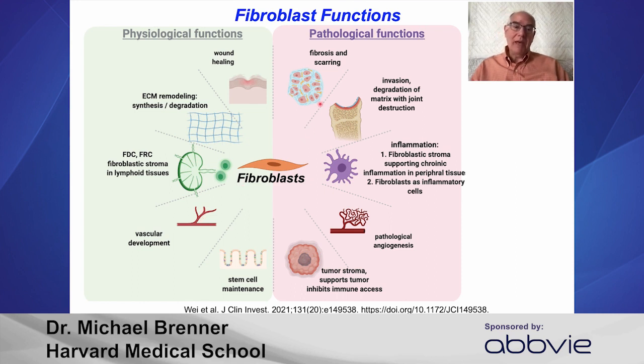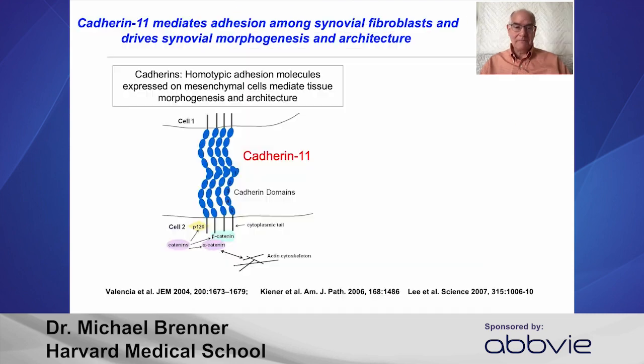But there are also many pathologic functions. Of course, most people think of fibroblasts and their relevance in fibrosis and scarring, which are very important. But the topics for today will be the role of fibroblasts in invasion and degradation and joint destruction in RA, and their role as inflammatory cells, something that people really hadn't appreciated so much before. Inflammation and joint destruction is mediated very substantially by fibroblasts.